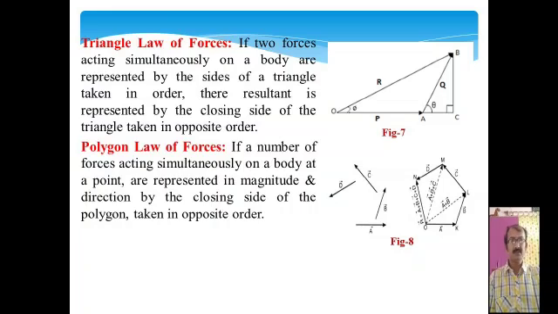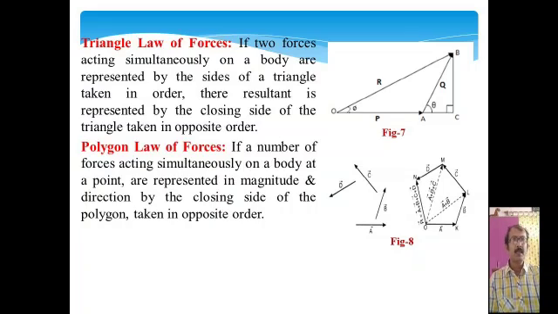Now, the polygon law of forces. If a number of forces acting simultaneously on a body at a point are represented in magnitude and direction by the sides of a polygon taken in order, their resultant is represented by the closing side of the polygon taken in opposite order. In figure 8, these are the forces A, B, C and D, represented in vector notation in the same order, and the resultant of all these forces, represented by ON, is in the opposite order.